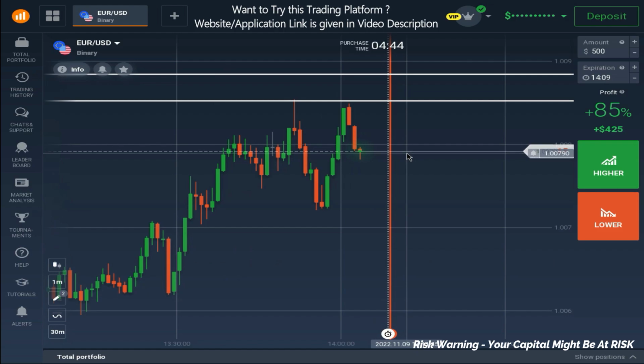So this is the whole setup. Now let's wait for the confirmations, and once we have the complete setup, I'm going to take the trade. We'll explain the setup in detail, so let's wait.